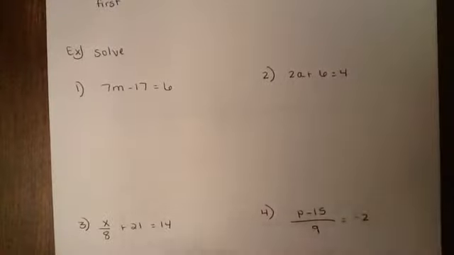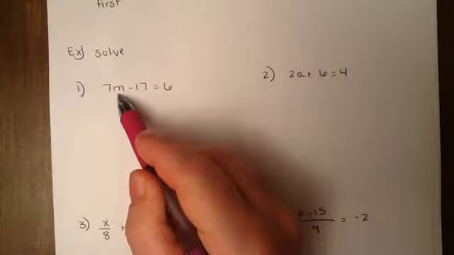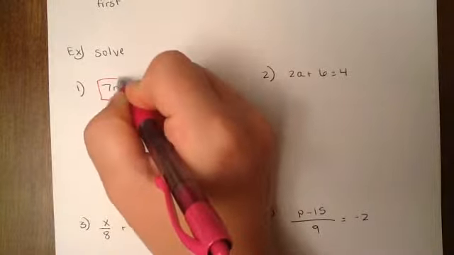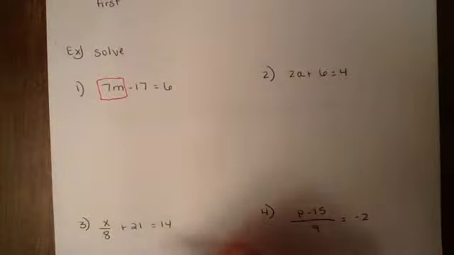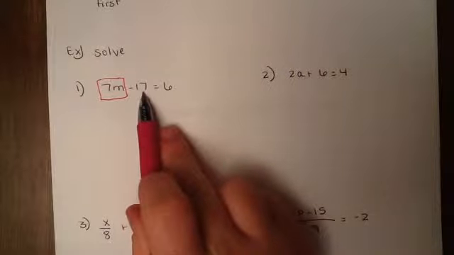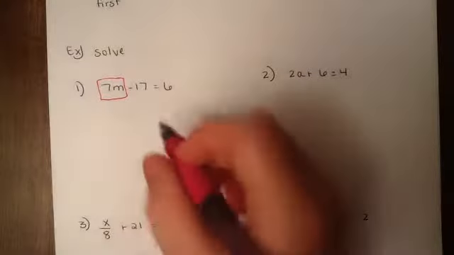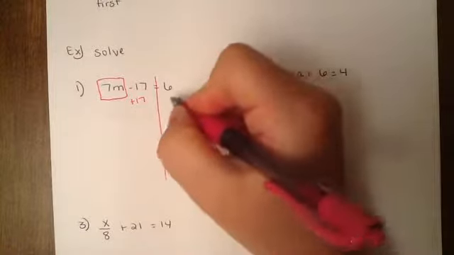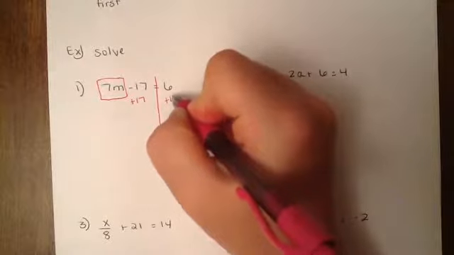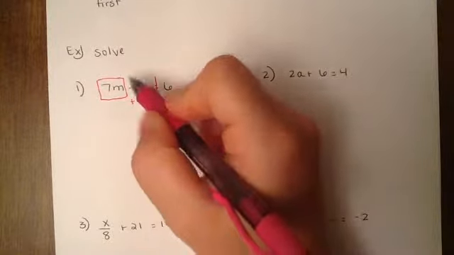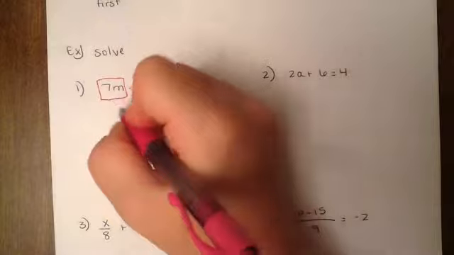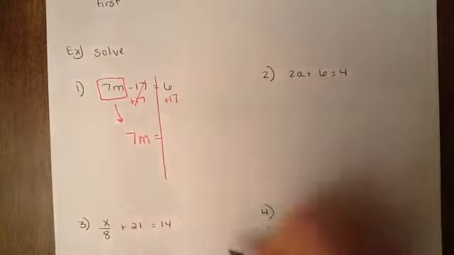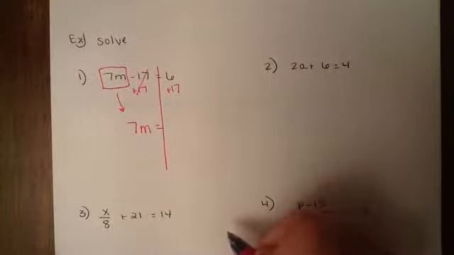So if I look at this first example, here is m. What piece is directly attached with m? This 7. So I'm going to get rid of the one that's not with m. So how do I get rid of a minus 17? Plus 17. What I do on one side, I must do to the other. What happens with these ones? They cancel. 7m is left over. And what do we have on the right side?